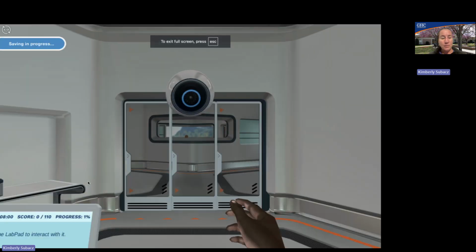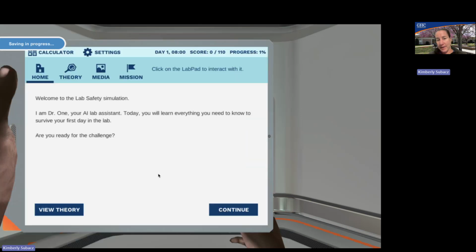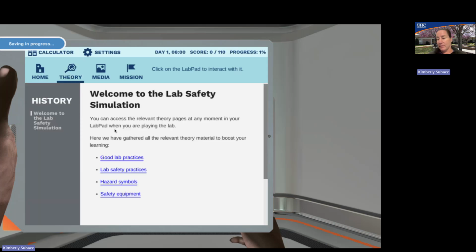Safety simulation. I am Dr. This One, is your the AI lab pad. assistant. You're going to be best Today, friends with the you lab will learn pad. everything The you lab need to pad know is to going to provide have your the first day in the homepage, lab. the Are you ready for the theory.